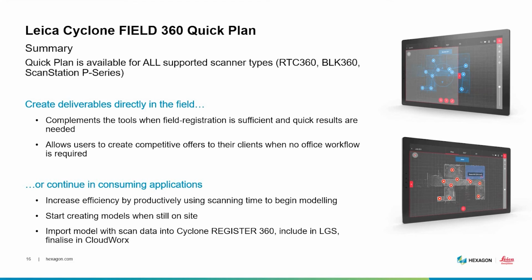So to summarise, this is an additional and optional feature for Cyclone Field 360 software, which is called Quick Plan. It was designed in a way not to impact on the layout and the design of the original app. So customers already using this software to capture the data wanted to be able to do extra things with the app to maximise their field time efficiently.